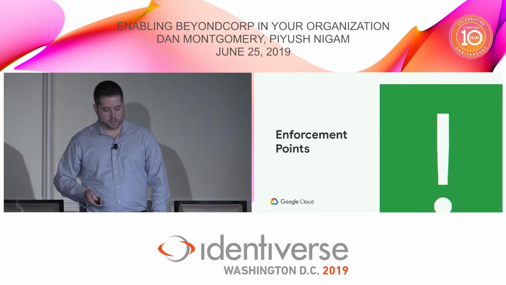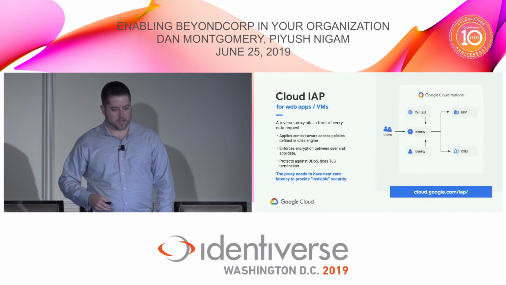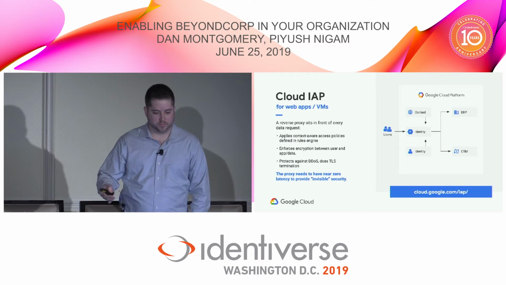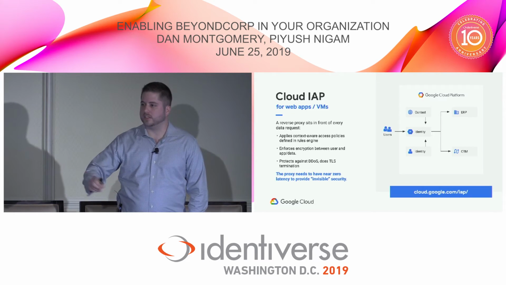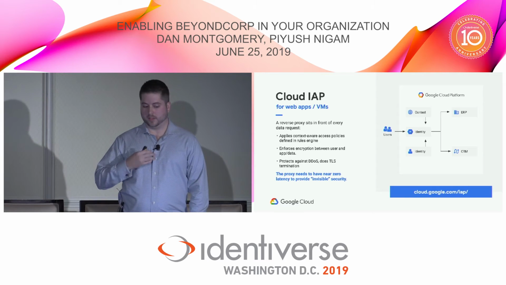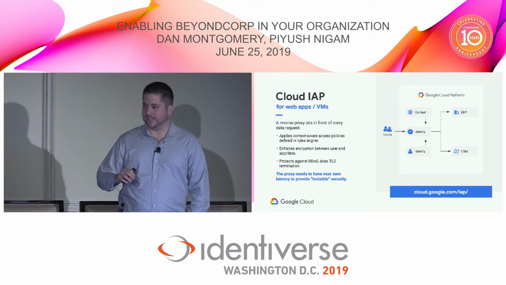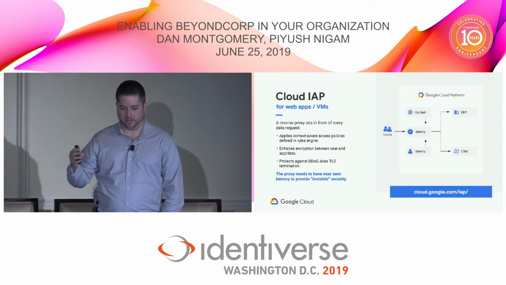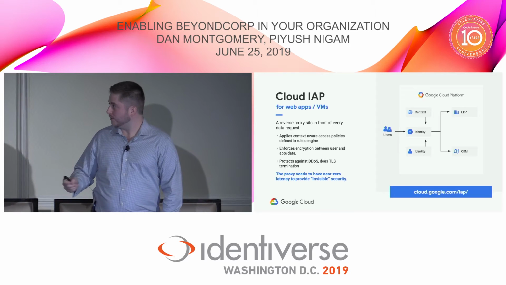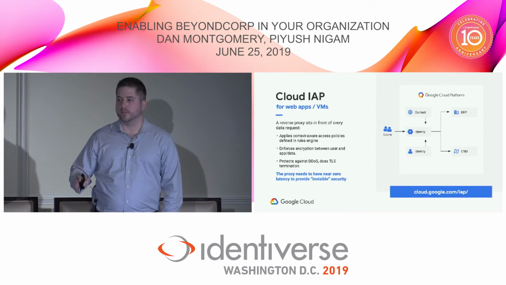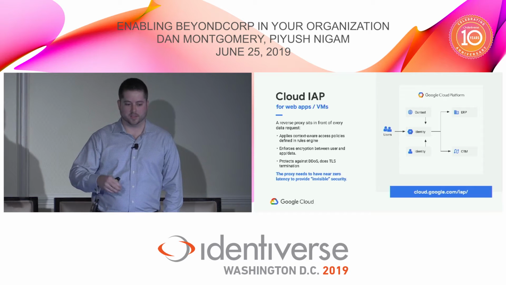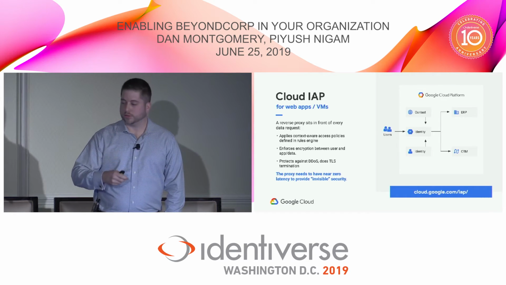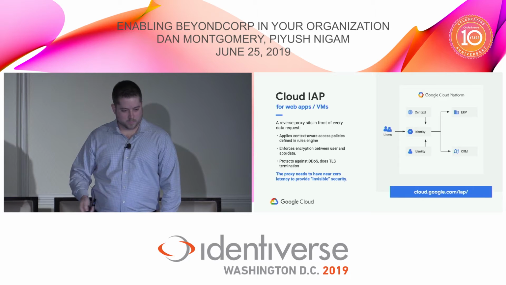All right, enforcement points. Cloud Identity-Aware Proxy for web apps and VMs. I already talked about this a lot. What's really important is Piyush touched on that every single request touches this reverse proxy. So a key tenet of this is that the latency is near zero. Your users don't wait for a connection, and that's the really amazing part. And I'll repeat myself, this can be used with any provider, whether you're on-prem or on another cloud. You can set this up to route the traffic.